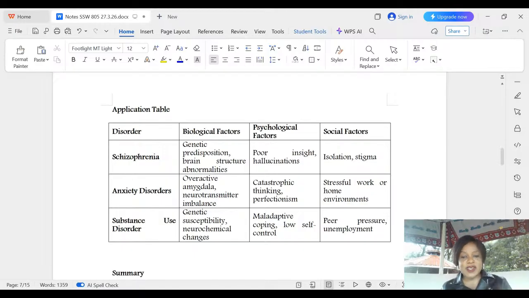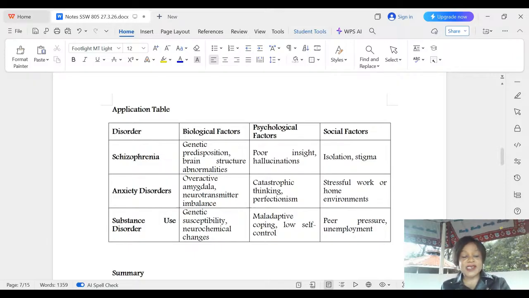This is the model that we are adopting for use because it covers various aspects, and so it ensures sustainability of the intervention results. Okay, because we cover the biological factors that affect the mentally challenged person, the psychological factors, and the social factors. Okay, so let's look at one example.